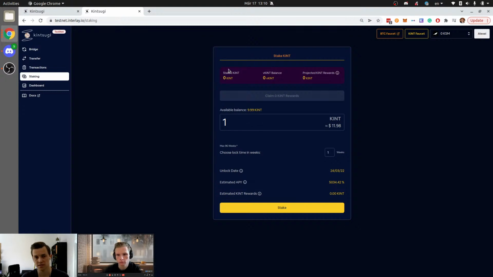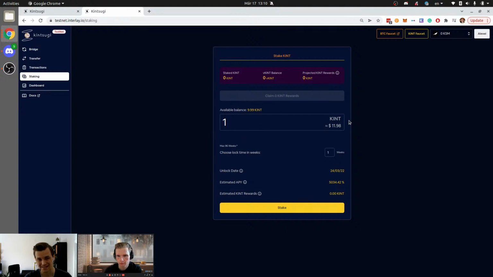The first thing you will see is at the top, your balances. In my case, we see that I have 0 staked KINT yet. I also hence have 0 vKINT, and there are 0 KINT rewards projected. I can also not claim any rewards, and what I see next is how much available balance I have. Do note, this will include both vested and unvested tokens. So typically, if you have vested tokens, this number will be larger than your transferable balance.